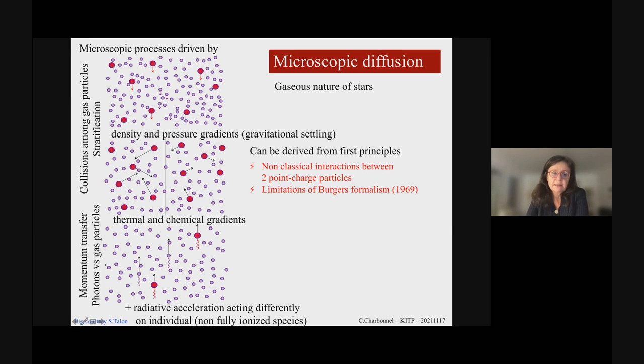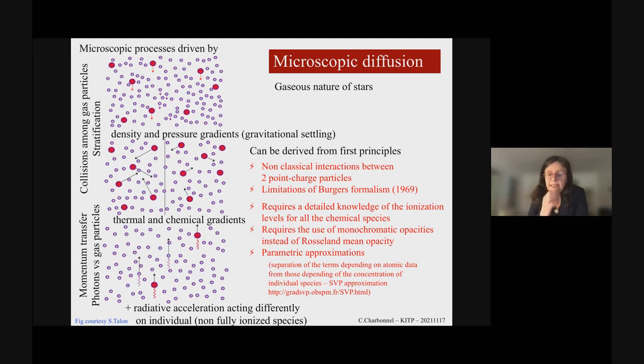On the other hand, another process which is important is due to the momentum transfer from the photons to the gas particles, which is radiative acceleration, which is actually acting differentially on different non-fully ionized species. This is also quite difficult to treat in the models. This requires detailed knowledge of the ionization levels for all the chemical species. And this requires, in principle, the use of monochromatic opacity instead of Rosseland opacity.